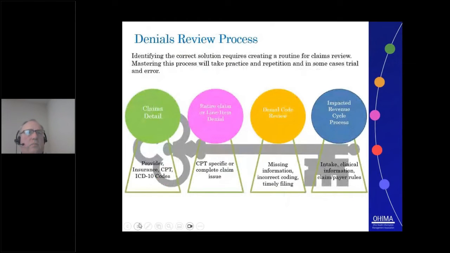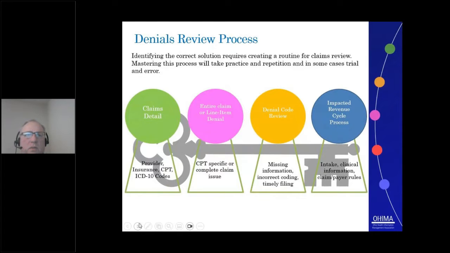Let's talk a little bit about the denials review process. So once a claim has been denied by a payor, a clock begins ticking to fix it or potentially lose revenue by exceeding contractual time limits. Having a standardized workflow will assist in minimizing this risk.